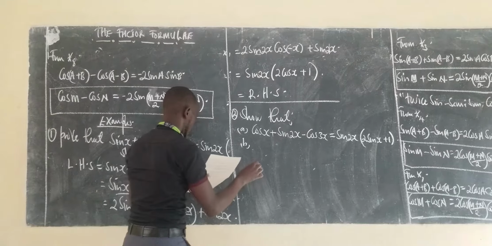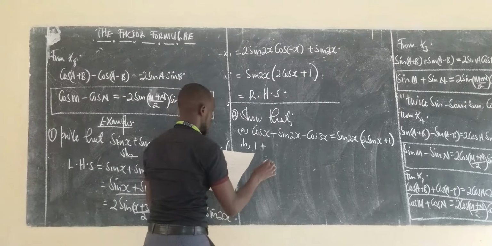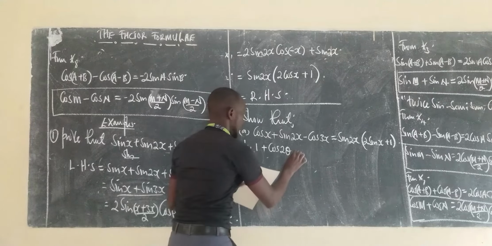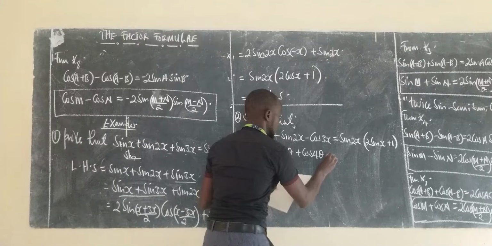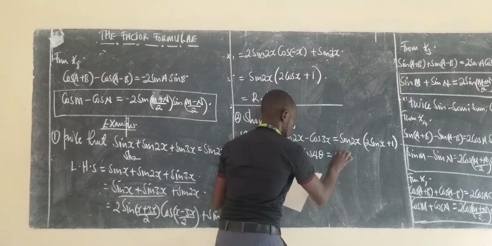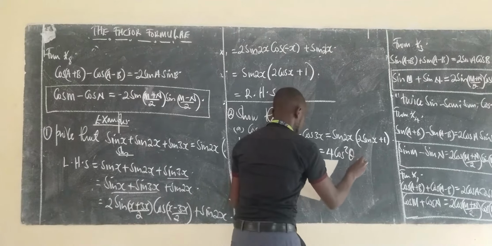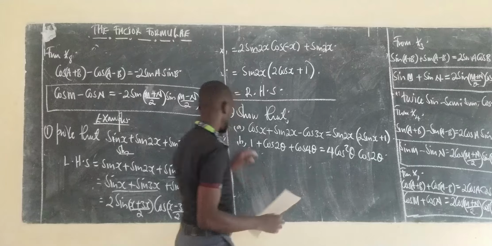Part B. 1 plus cos 2 theta plus cos 4 theta is equivalent to 4 cos squared theta cos 2 theta. Try out this question.